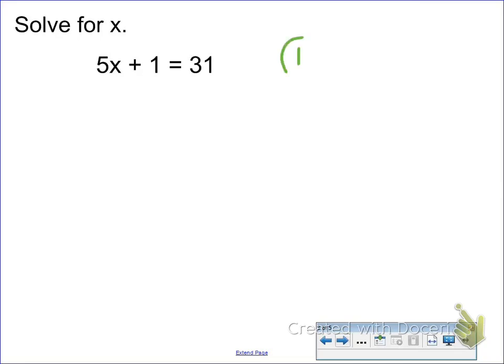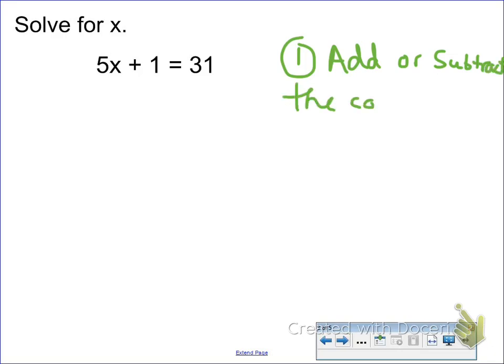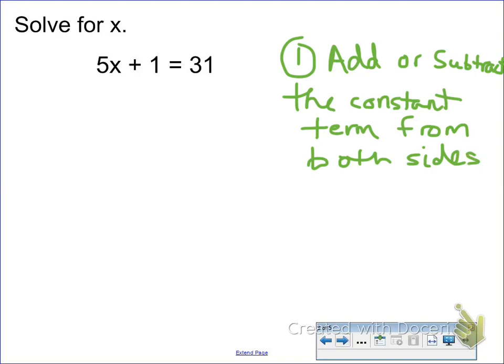So, first, we want to add or subtract the constant term from both sides. Now, the constant term that's on the same side as the x is a 1, right? Because there's no variable next to it. It's just a constant term by itself. So, we need to make sure to move that 1.